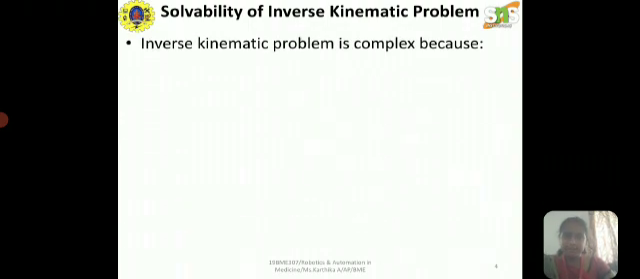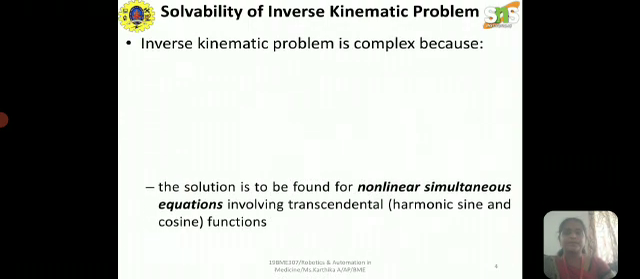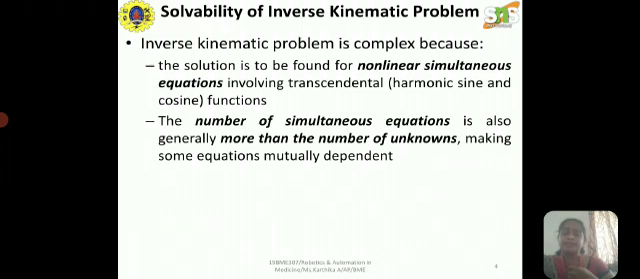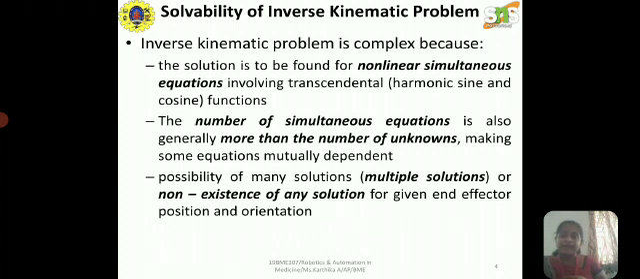The next topic is the solvability of the inverse kinematic problem. The inverse kinematic problem is complex because the solution has to be found for nonlinear simultaneous equations involving transcendental, harmonic sine and cosine functions. The number of simultaneous equations is also generally more than the number of unknowns, which makes some equations mutually dependent. And there is the possibility of many solutions, multiple solutions, or non-existence of any solution for a given end effector position and orientation, which can be analyzed.